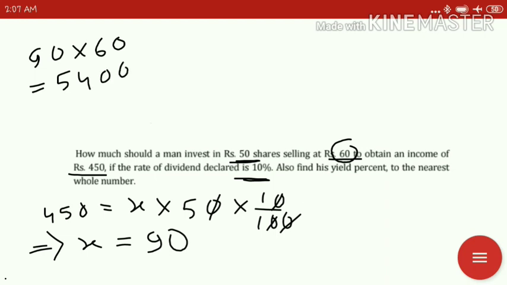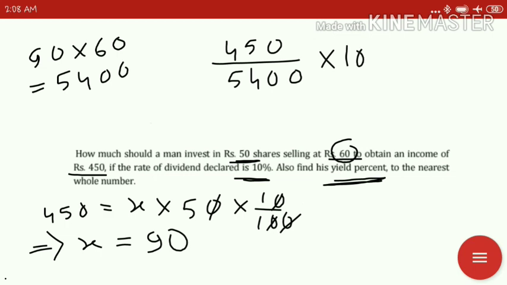And now you need to find out the yield percent. Yield percent means how much money he has yielded on his investment. So that means the rate of return. So rate of return means dividend, already you have got, 450 divided by the investment, that is 5400, into 100. So cancel them and divide the value 450 by 54, and then take the approximation to its nearest whole number. You will get the answer very easily.